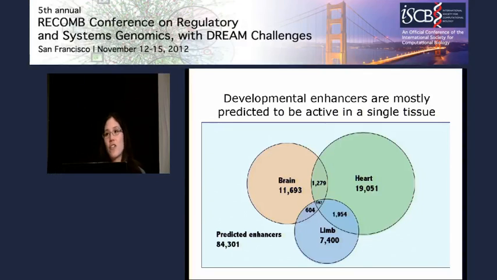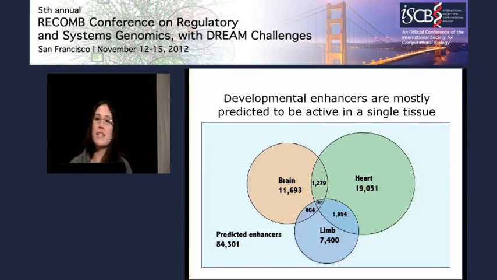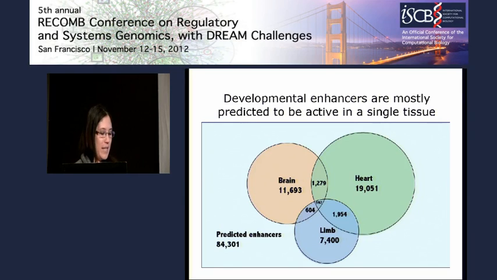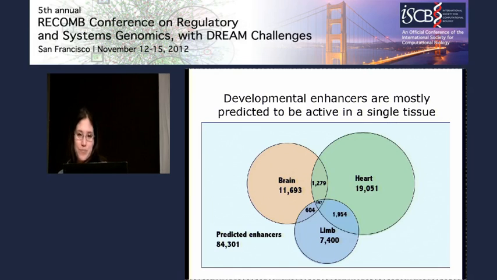So we ran this across the whole genome, and we predicted about 84,000 developmental enhancers, and we were able to ascribe tissue specificity to about 30,000 of them. And what's interesting, you see here, is that the developmental enhancers that we predict are active mostly in a single tissue. About 70% of them are unique. And that's not really surprising, what we know about enhancers. They're tissue-specific generally. But we do see some overlap. So they're not all entirely unique.